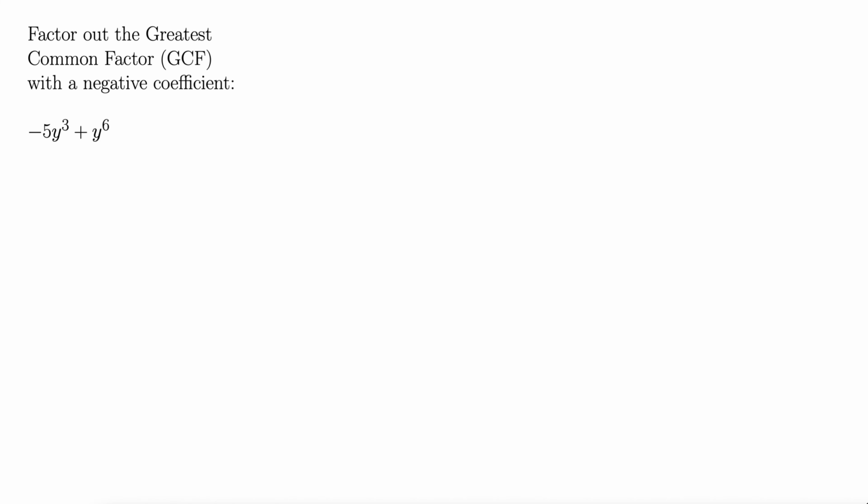We want to factor out the greatest common factor, but this time we want it to have a negative coefficient. So we have negative 5y cubed plus y to the 6th. All right, well, first let's find the GCF.